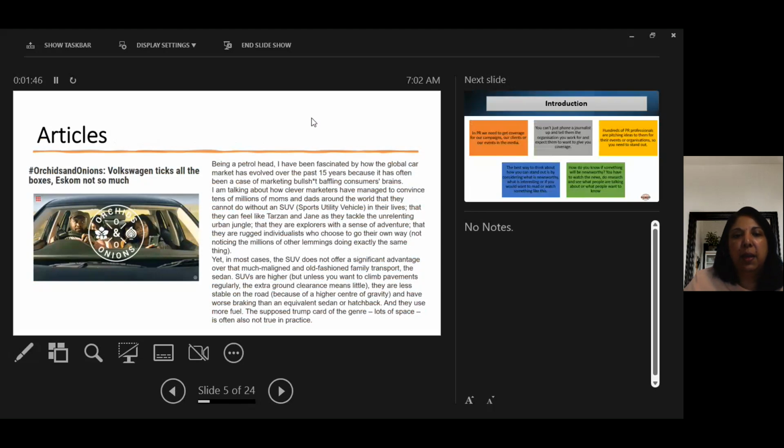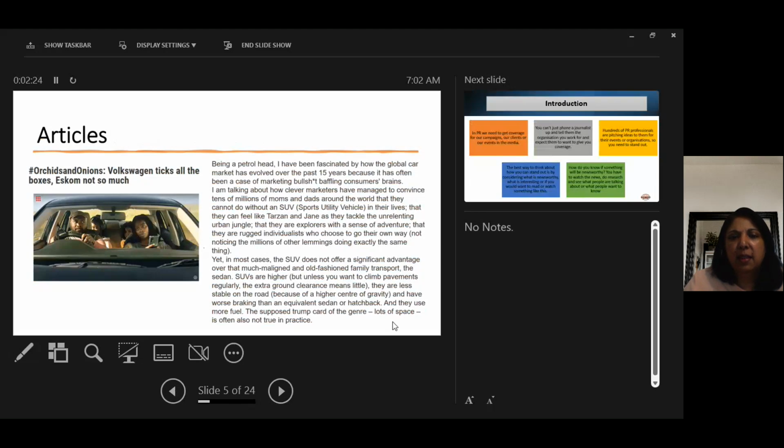What they're referring to is how clever marketers have managed to convince tens of millions of mums and dads around the world that they cannot do without an SUV. Now, an SUV is a big vehicle where you can put your car seats in. It's for bigger families. Marketers have tried to convince people that this is what they need in their lives, that they can feel like Tarzan and Jane. If you go and watch the advert, you will see, they tackle the unrelenting urban jungle. And they are explorers with a sense of adventure, rugged individualists who choose to go their own way, not noticing the millions of other lemmings doing exactly the same thing.